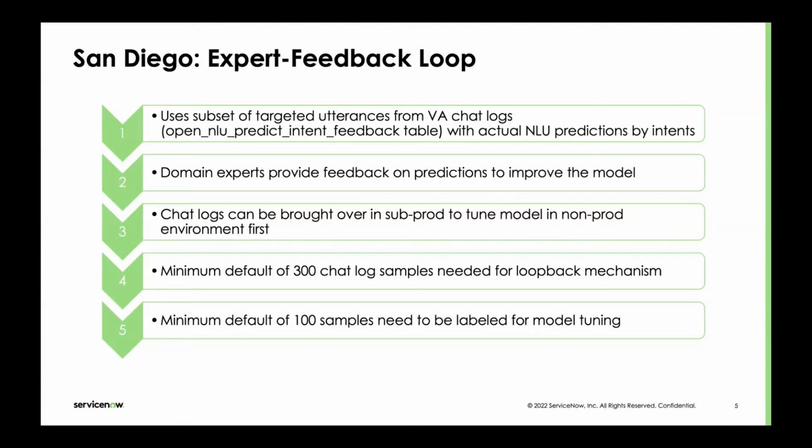The system expects a default minimum of at least 300. The expert feedback loop runs periodically and incrementally. So the system default is 300 chat log samples for the expert feedback loop to contain data to label. And once you have labeled at least 100 samples, the tuning opportunity is available. And these are system properties, so you can adjust them based on your need.